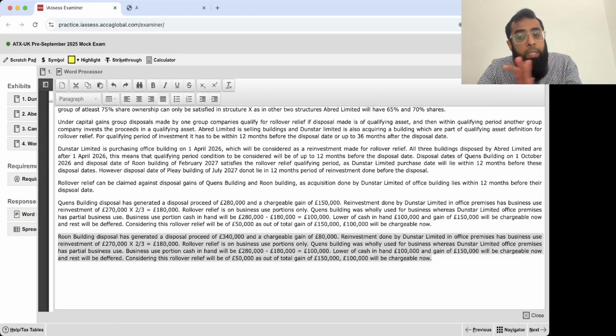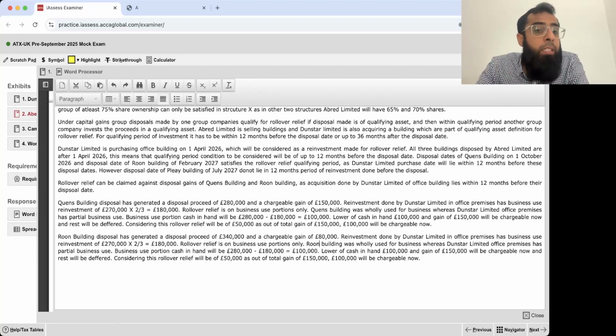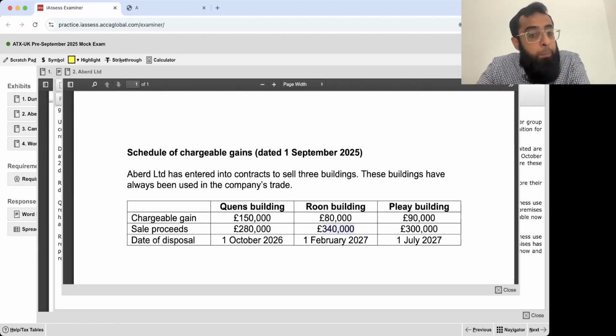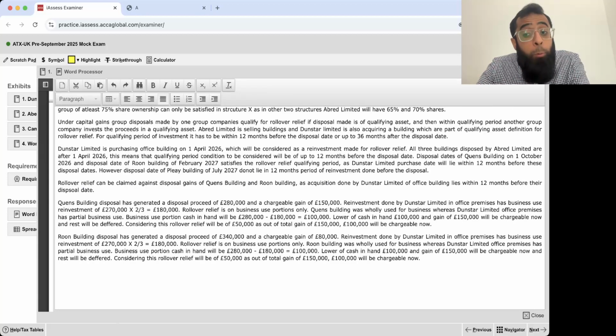The rest remains the same because we are claiming rollover against either of the buildings, not against both. Reinvestment done by Dunster in business use is 270 times 2/3, which is 180. Rollover relief is on the business use portion only. These three buildings have always been used in the business, so for them there is no proration. Proration is for Dunster Limited.